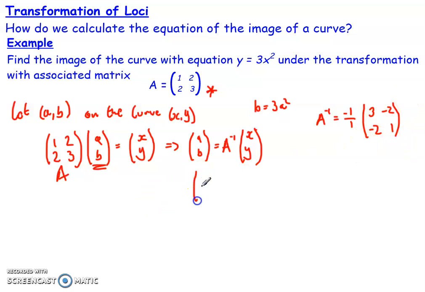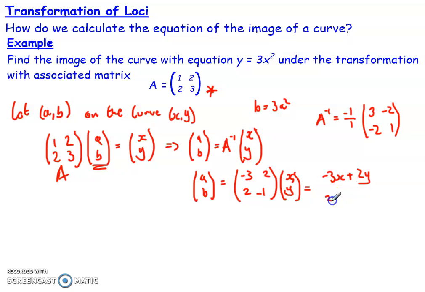So we then know that the point (a, b) is given by multiplying our image by this matrix here. Now it's -1 on the outside, so take that in, and what we'll actually end up with is (-3, 2; 2, -1), and that's then multiplying the (x, y). So it should be a -1 there. Now that we do that, we can do the calculation. We get -3x plus 2y. We get 2x minus y.